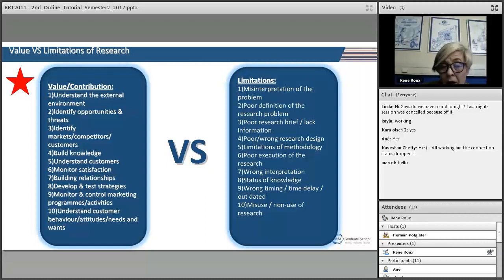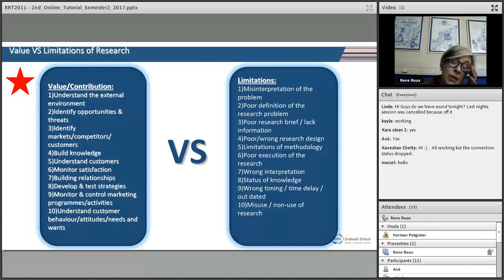You can test your marketing campaigns, whether it actually speaks the language of the consumer. You can test whether it's past its shelf life. You can monitor the success of any marketing activities, and it really helps you to understand the customer out there. But on the right-hand side, it has limitations.